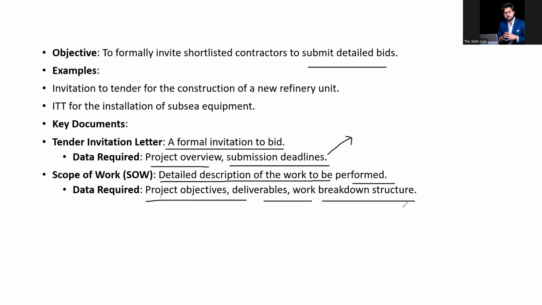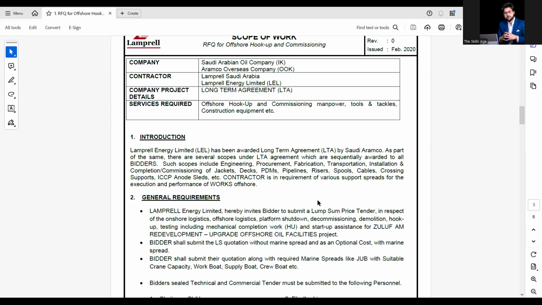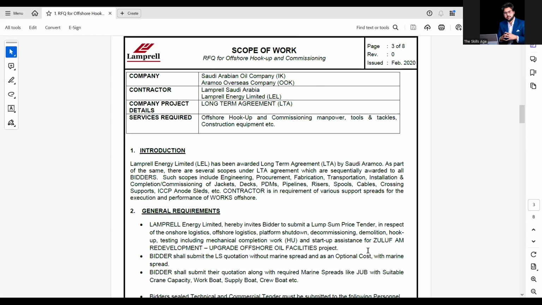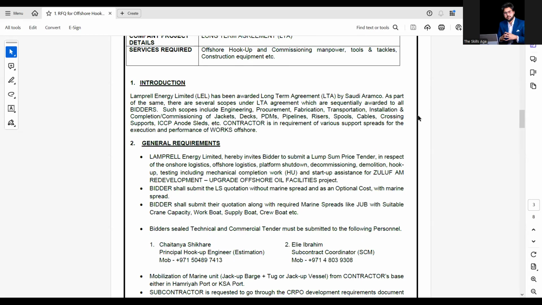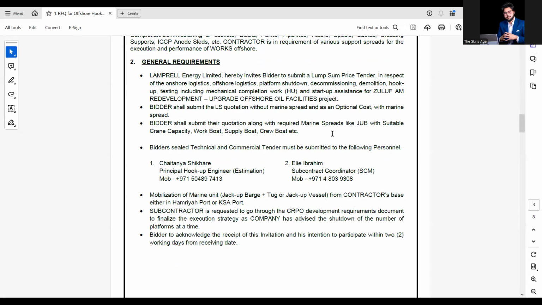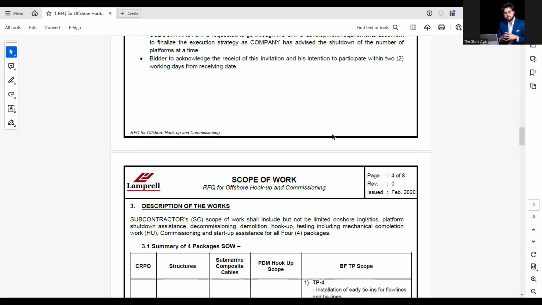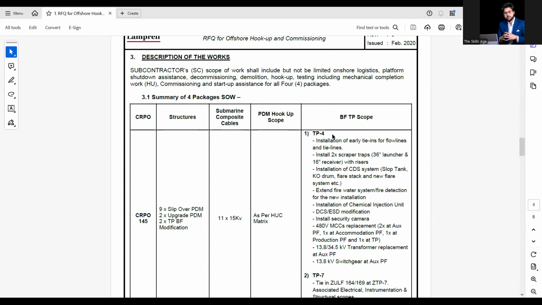So I will share with you a real-time project. See over here, there is a scope of work explained. This is a real project request for quotation. This is a Saudi Aramco project. You can see here the introduction, Lamprel Energy, what they are going to do, general requirements. And here the scope of work is explained. That's how they explain it.